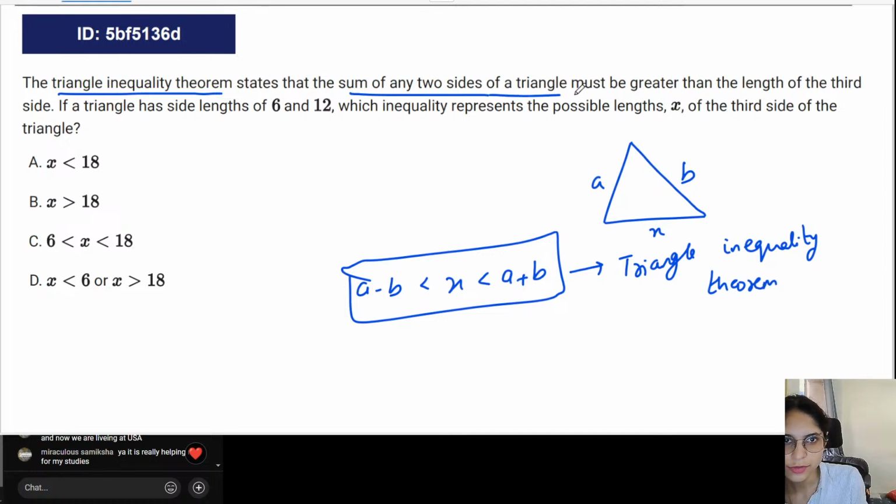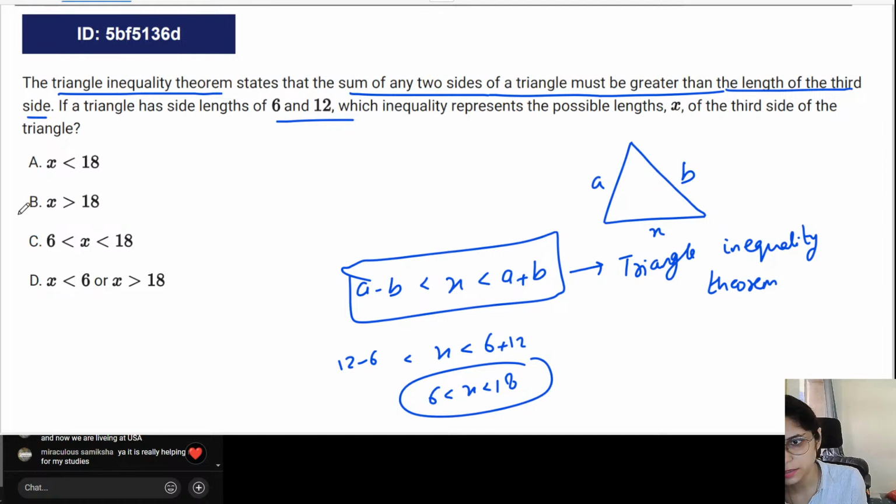The sum of any two sides of a triangle must be greater than the length of the third side. Yeah, that's true. So the triangle has side lengths of 6 and 12. So x should be between 6 plus 12 and 12 minus 6. So x is between 18 and 6. So 6 is less than x is less than 18. This is the answer.